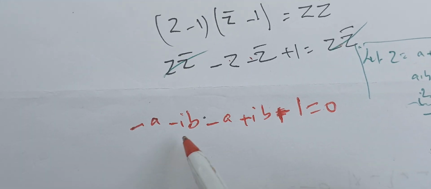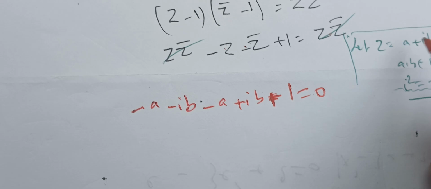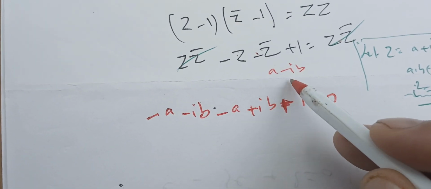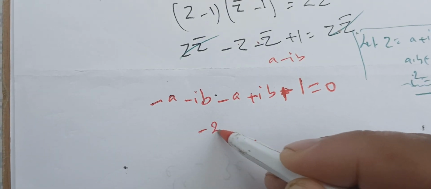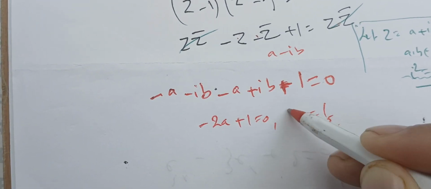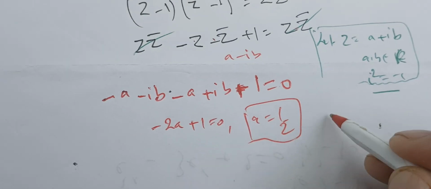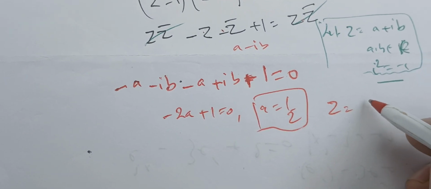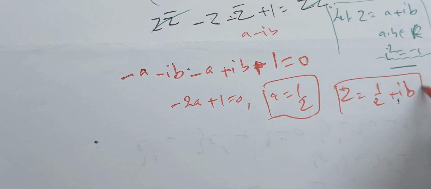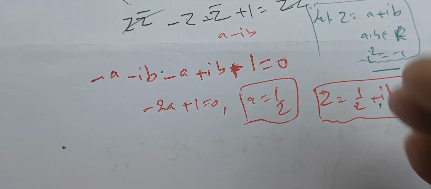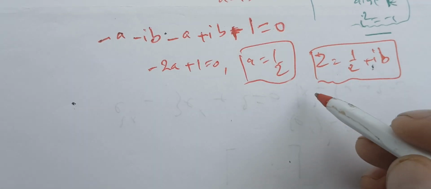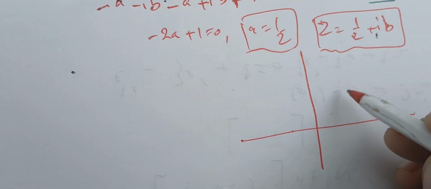Okay, let me see here. So here the conjugate is going to be a minus ib, and with this minus is going to be a plus. Therefore, we have minus 2a plus 1 is 0. That means a is 1/2. Okay, so that means our z can be written as 1/2 plus ib. Okay, and what's this one here? It's a vertical line that goes through 1/2, with b can be any number in R.